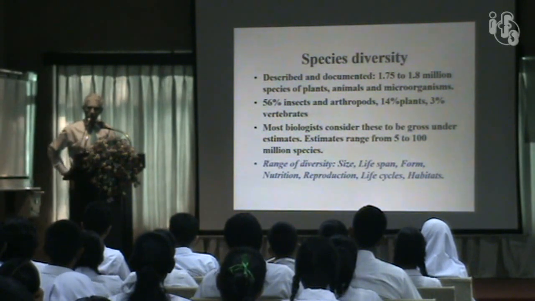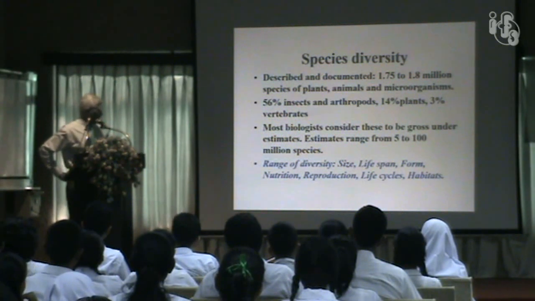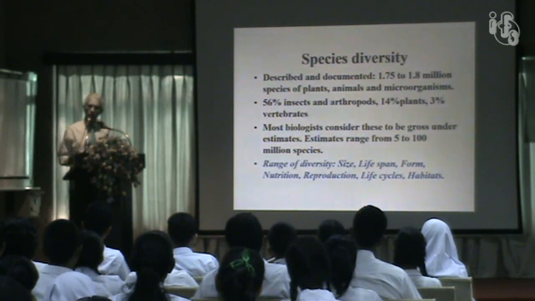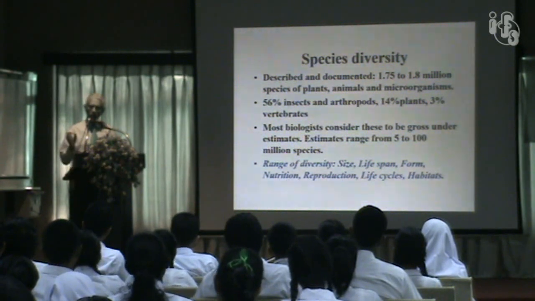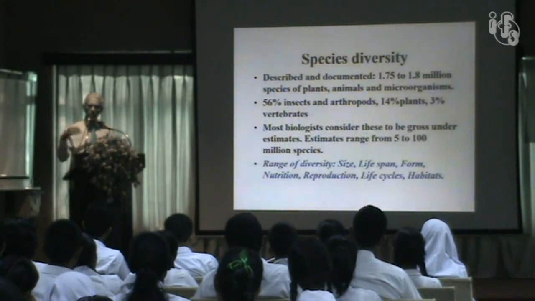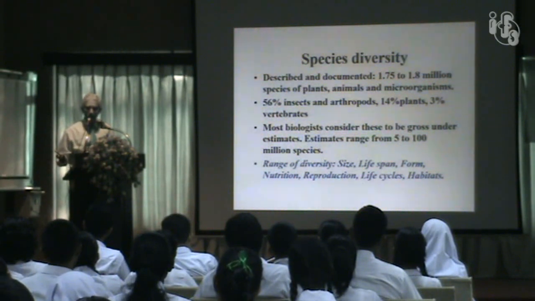That's the size range. And the lifespan. A bacterium under the best culture conditions can multiply every 20 minutes. Every 20 minutes it can produce a new generation. So it's so rapid. On the other hand, certain trees grow for thousands of years.